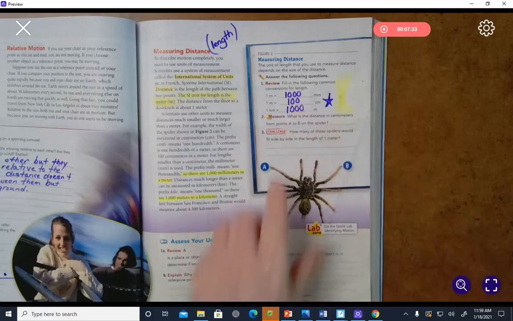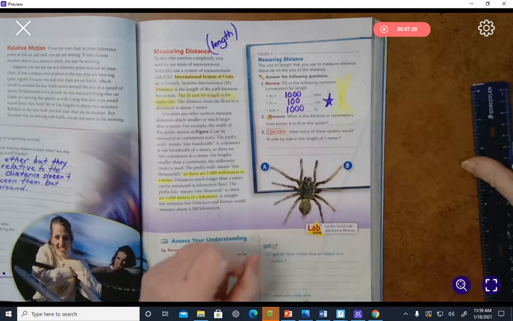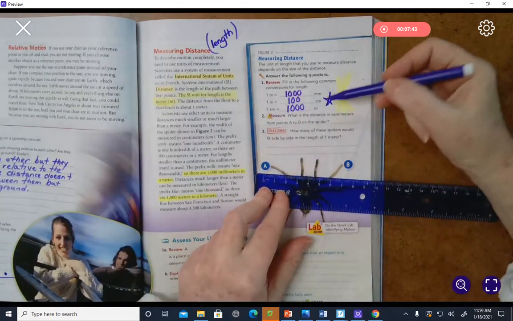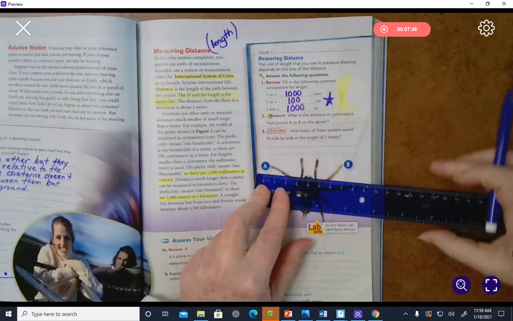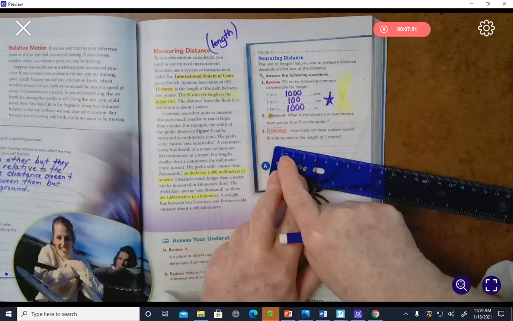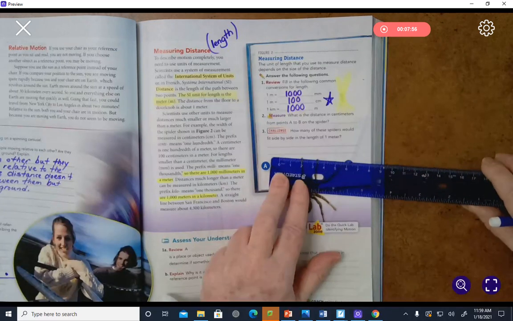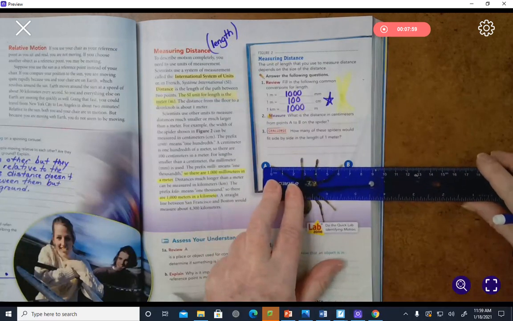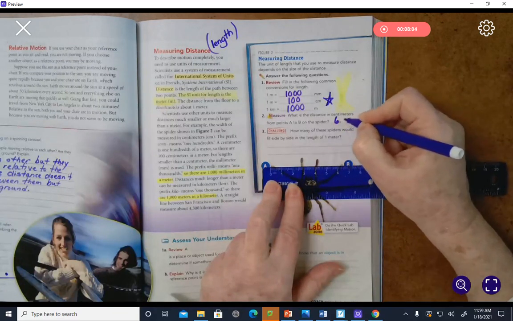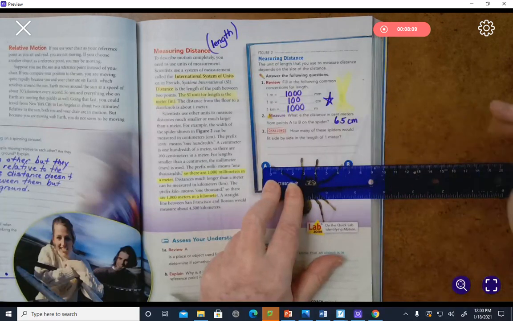Measure: what is the distance in centimeters, point A to point B on the spider. Some students measure A to B. Some people notice that it says on the spider. Some people measure from the edge of the ruler. The numbering doesn't start until almost 3/4 of a centimeter in. I'm going to put this right here and right there, and I'm going to call that 6.5 centimeters, because clearly it's more than 6 and not 7.